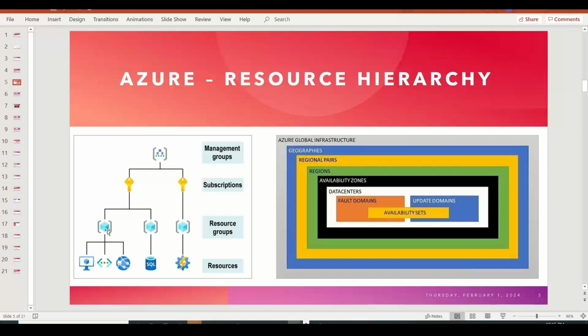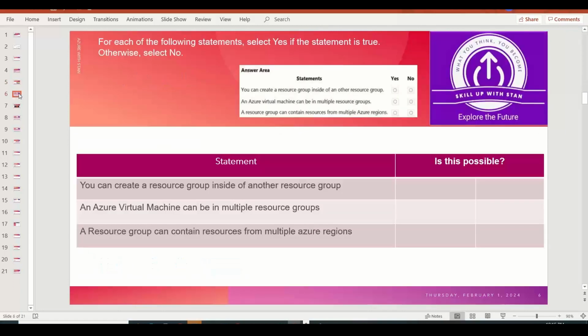Each of your resources can be part of only one resource group, and similarly a resource group can be part of a particular subscription. So you cannot have the same resource part of two resource groups. That is not possible. And again, you cannot create a resource group within a resource group. So these are some basic things that you need to be aware of. You can expect some basic questions around those areas. So let's see what kind of questions we will get around these.